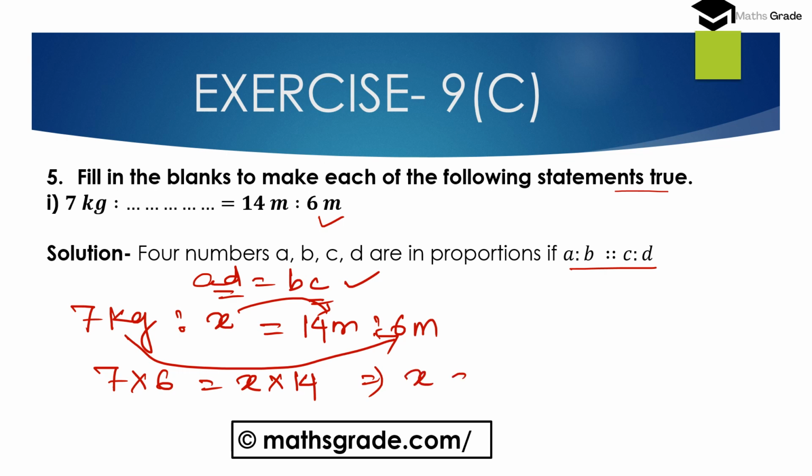Now x will be, this multiplication 14 transposed to the right hand side, this multiplication changes to division. So x is equal to 7 multiplied by 6 divided by 14. Now cancel 7 and 14. 7 multiplied by 2 is 14. Now cancelling 6 and 2. 2 multiplied by 3 is 6. Now x is 3 kg.